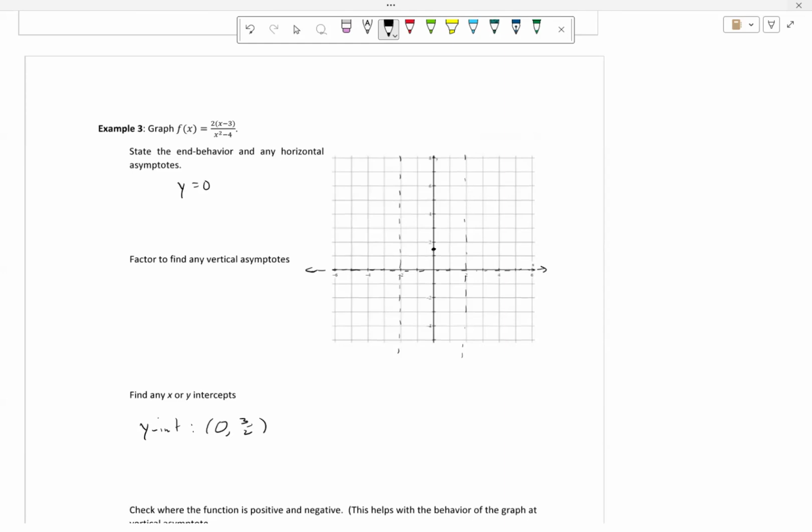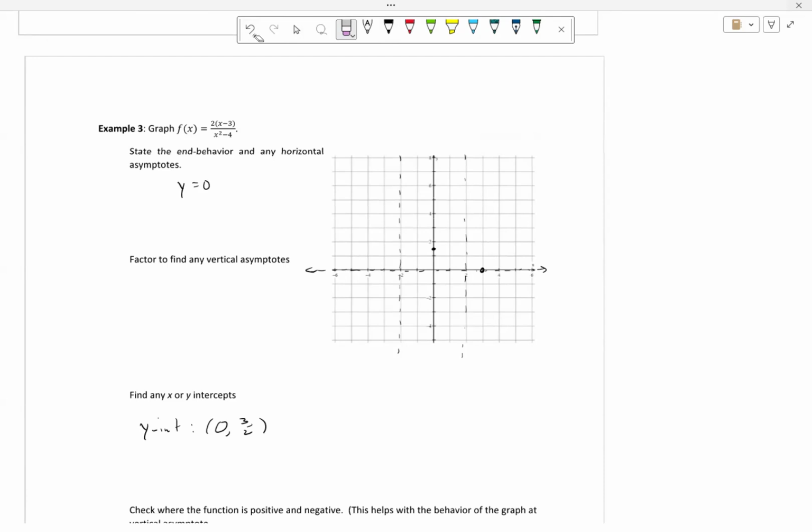Is there an x-intercept? There's no need to multiply this out. You can see here that we have an x-intercept of 3. Multiplying it out kind of gets in the way of seeing that.